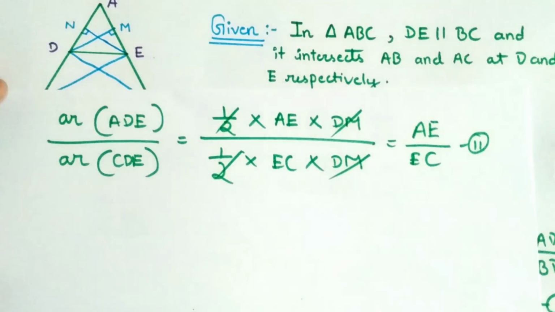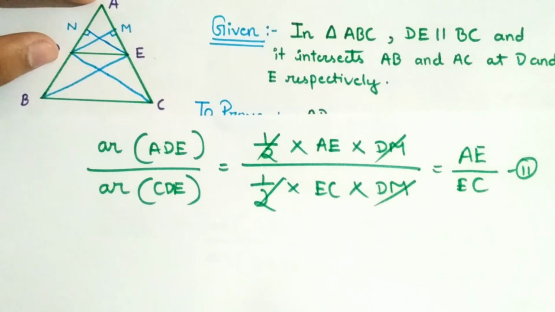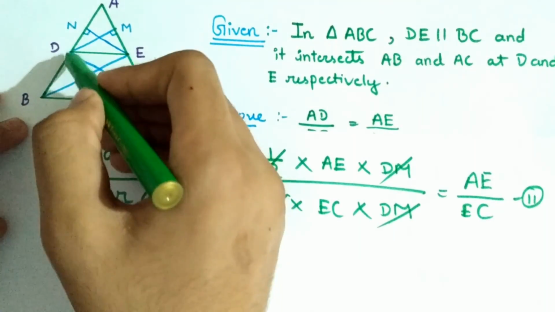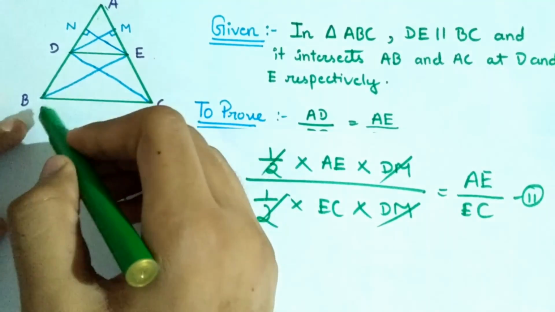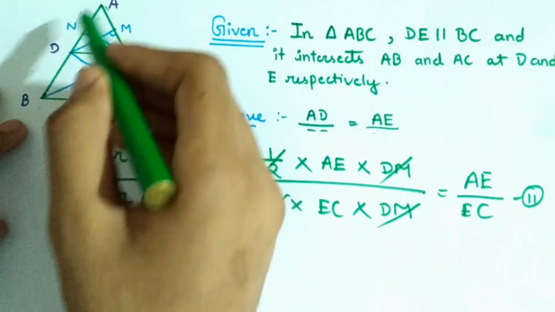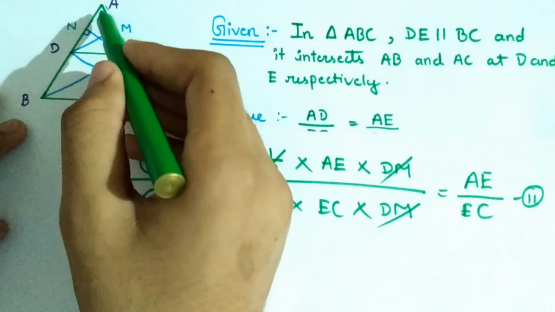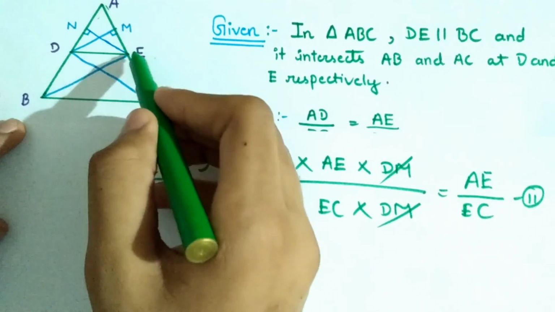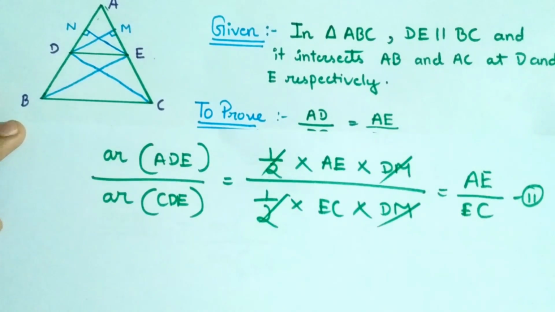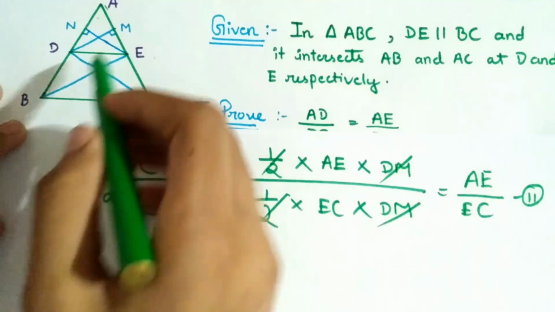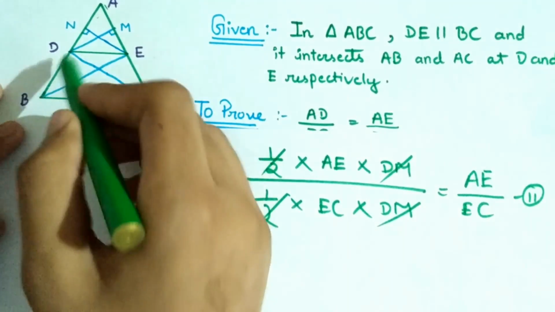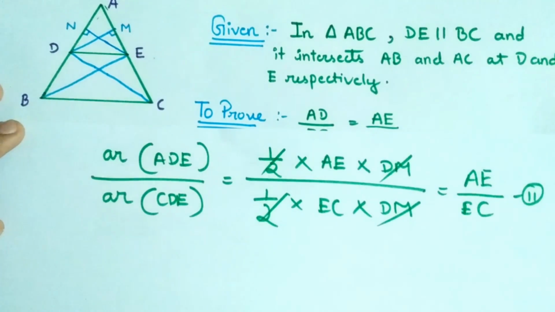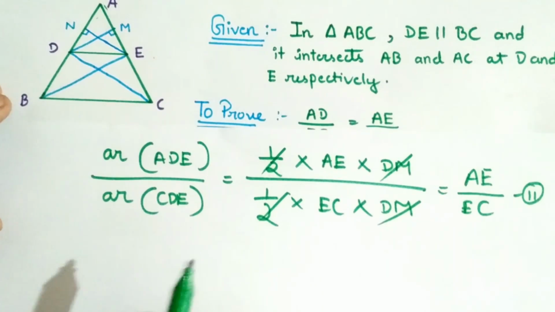Guys, first of all you have to remember to which part of the triangle you have to take the base and the perpendicular. When we are comparing this triangle and this triangle, the common perpendicular will be this, so you have to take the base AD. If while comparing ADE and BDE you take the base as AE and perpendicular as DM, then you will not get the answer. So you have to take the common perpendicular in both triangles. The common perpendicular is EM, so the base will be AD. So guys, now this we have marked as 2.